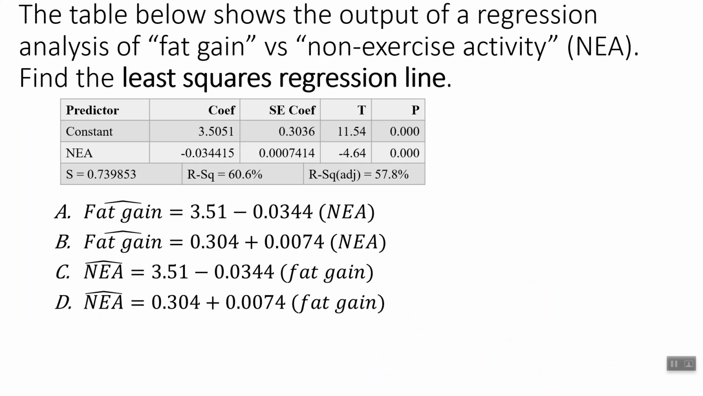All right, so here are examples. Most of these notes here are examples. The table below shows the output of a regression analysis of fat gain versus non-exercise activity, or NEA. Find the least squares regression line. All right, so how are we going to take these numbers here, however they are, and make them into a regression line?